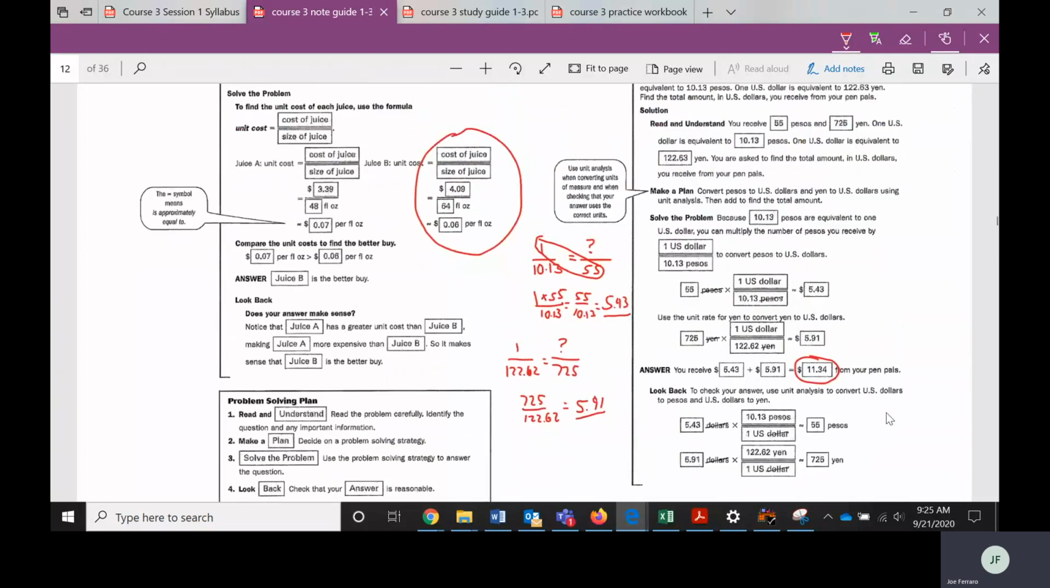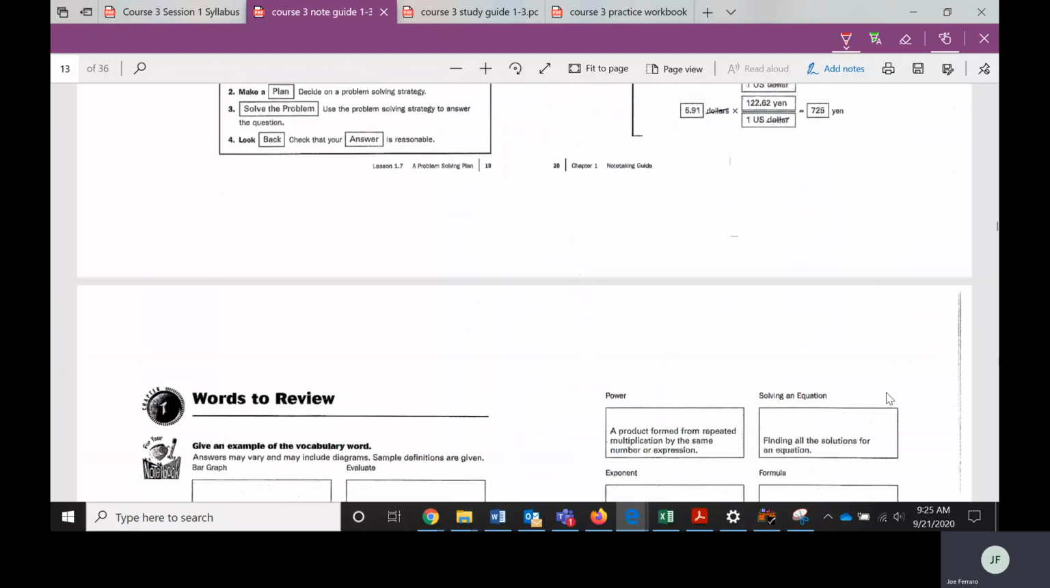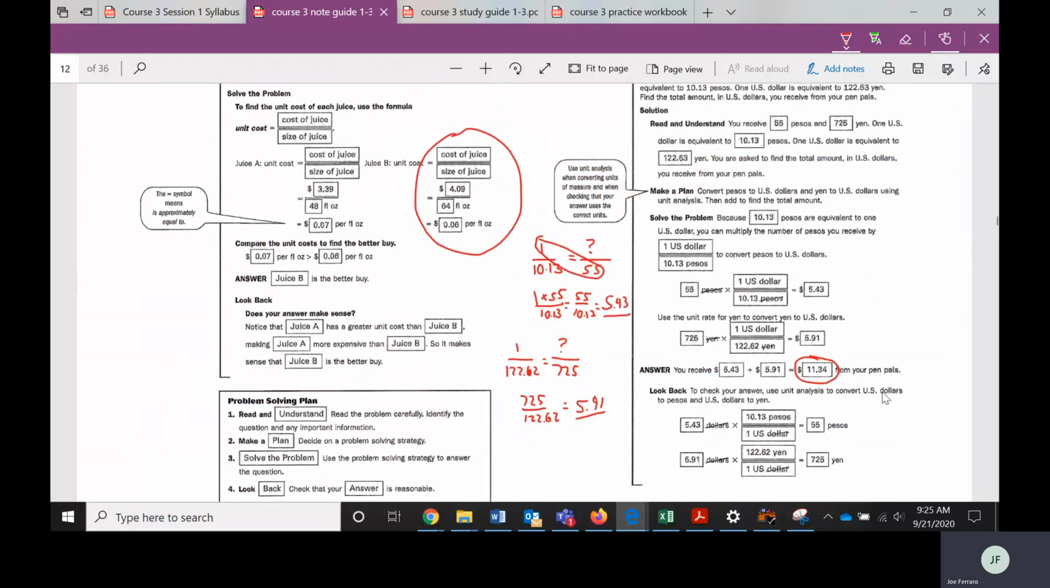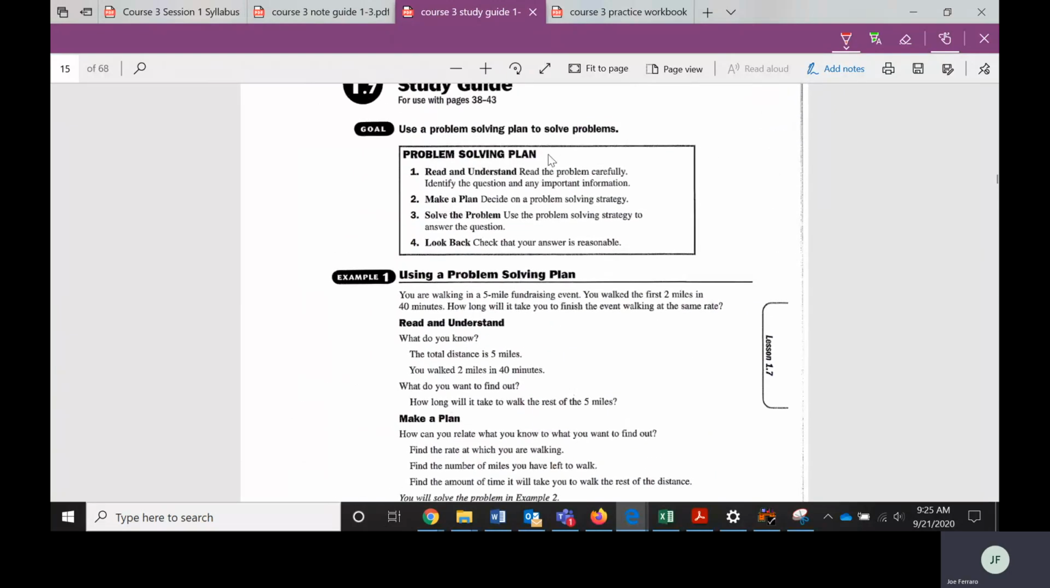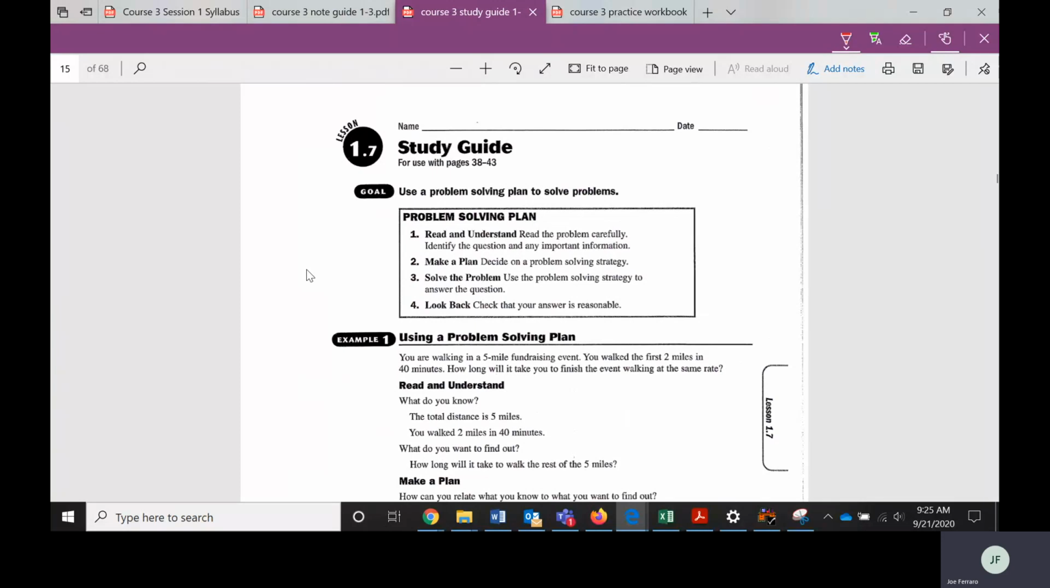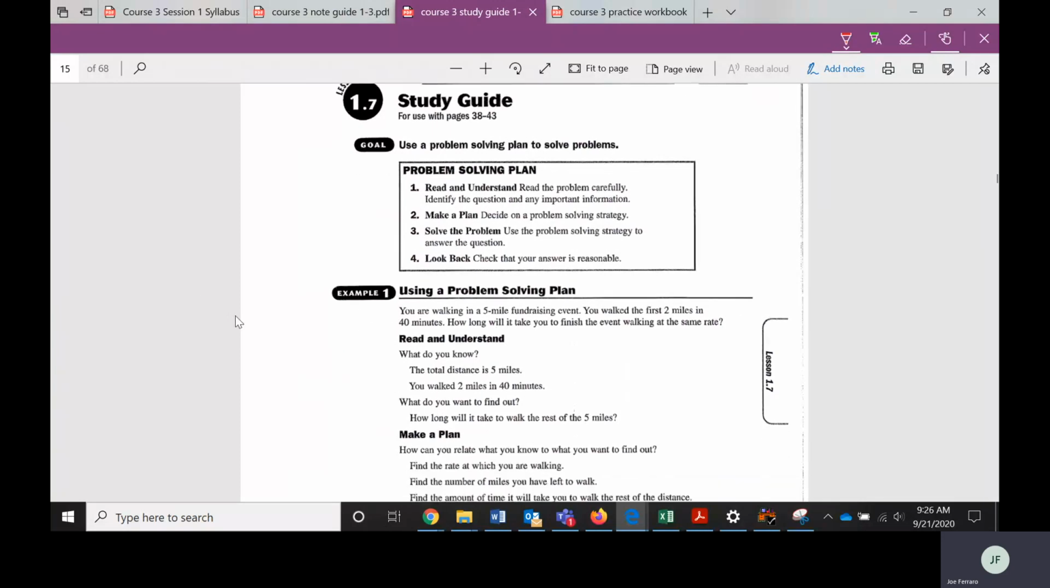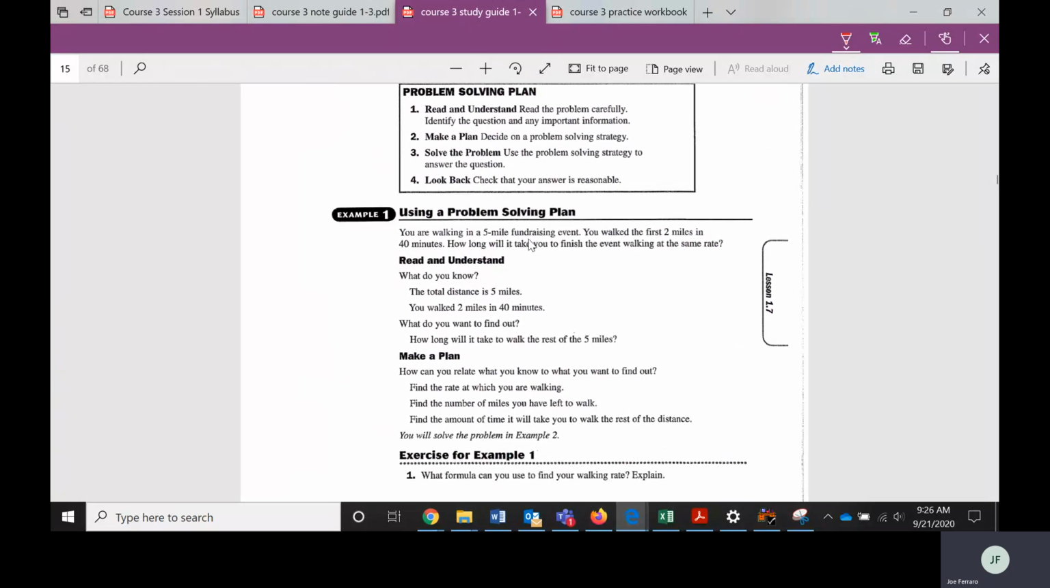Okay, so that's how to use proportions. That's kind of a review. Let's take a look at a couple others. So if you get a problem like that on the assignment or the review, you'll be able to know how to do that. Let's take a look at the study guide. Okay, so again, just another different type of problem, and there's a couple ways of solving this. It says you are walking in a 5-mile fundraising event. You walked the first 2 miles in 40 minutes. How long will it take you to finish the event at the same rate?